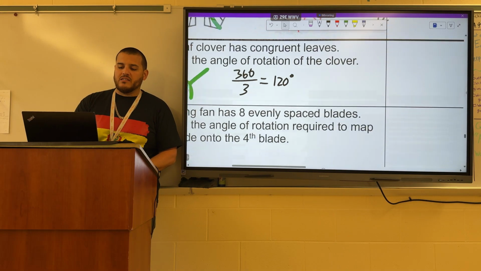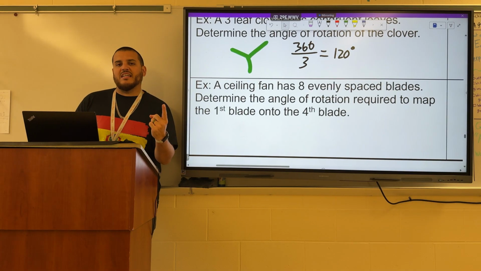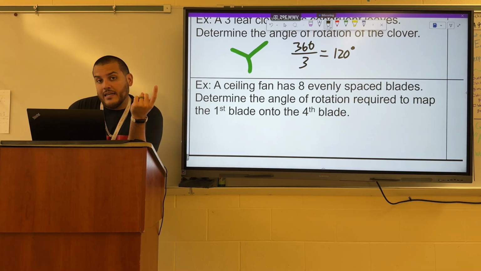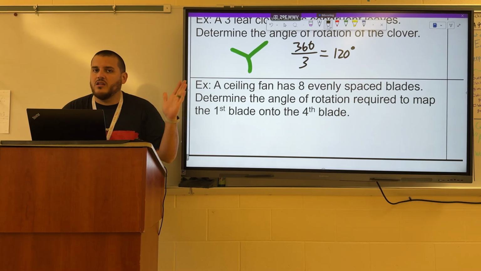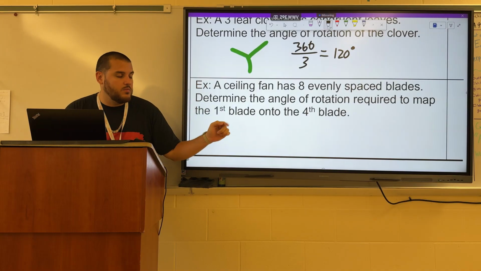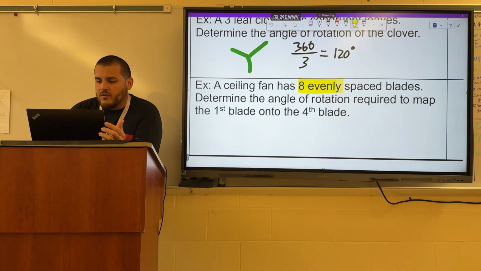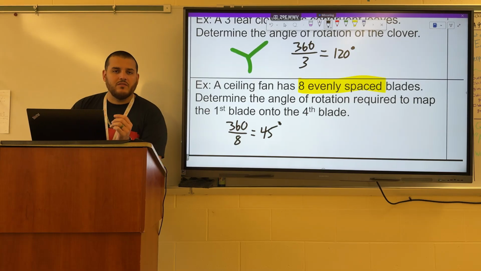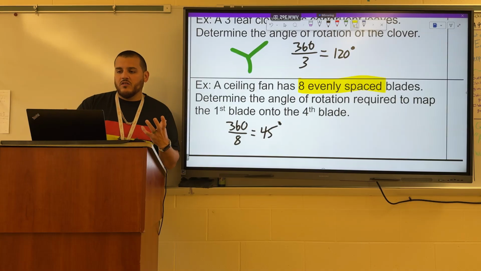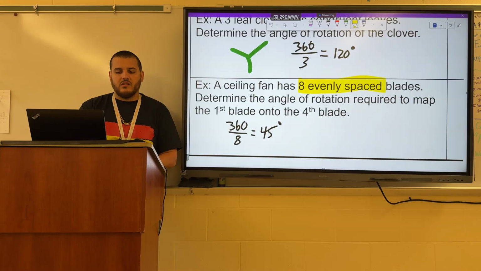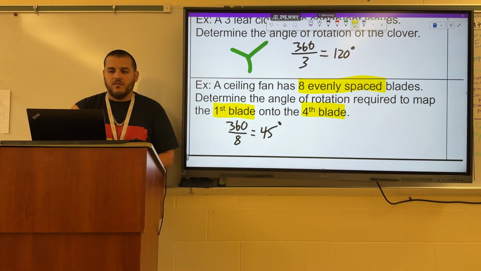So the amount of degrees that we're going to be rotating here is going to be more than just that single angle of rotation. But the first thing we need to do is find out what that single angle of rotation is so that we can then add it for all the extra rotations that we do from the 1st blade to the 4th blade. So with 8 evenly spaced blades, we're just doing 360 divided by 8. And we find that our angle of rotation is 45 degrees. And then we just need to have the critical thinking to understand how many times we would rotate 45 degrees to get from the 1st blade to the 4th blade.